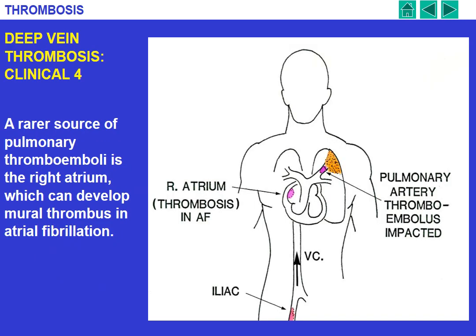A much rarer source of pulmonary thromboemboli is the right atrium. Thrombus can develop in the right atrium in the wall of the atrium. This is mural thrombosis in atrial fibrillation. This is a dysrhythmia where the atrium, instead of contracting with each beat of the heart, goes into a continuous quivering motion. This abnormality of blood flow promotes mural thrombosis.